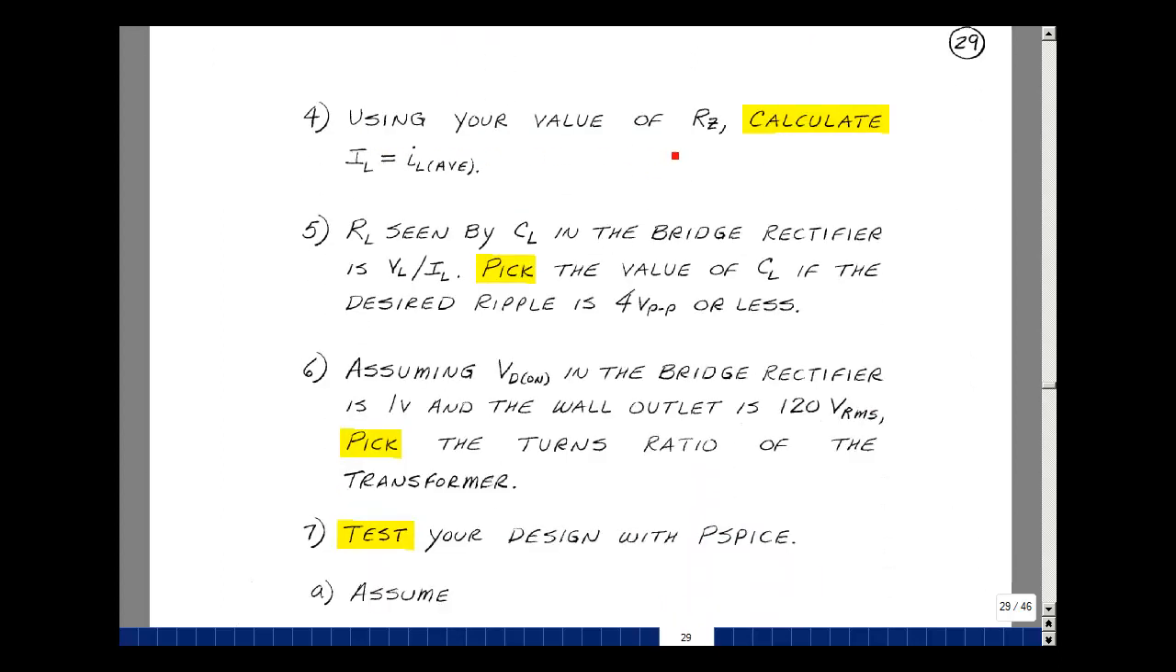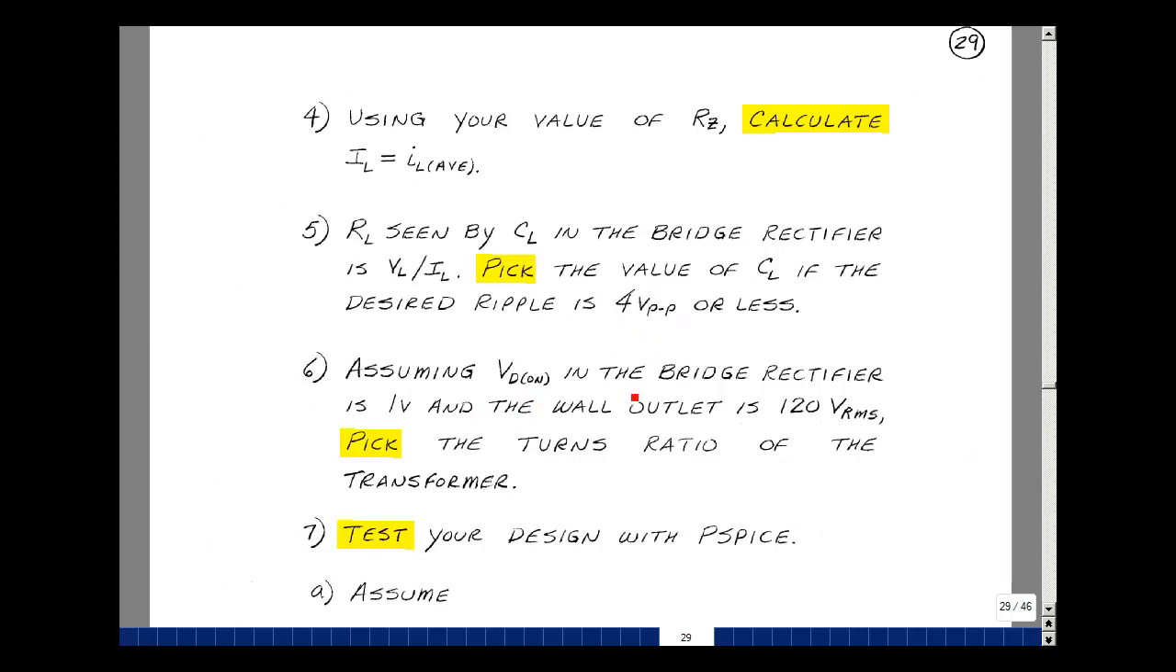Next, using your value of R sub Z, calculate the average current for I sub L. R sub L seen by C sub L in the bridge rectifier is the ratio of V sub L to I sub L. Pick the value of C sub L such that the desired ripple is 4 volts peak to peak or less. We'll have 18 volts for V sub L plus 2 volts minus 2 volts. We'll be able to keep the Zener diode turned on.